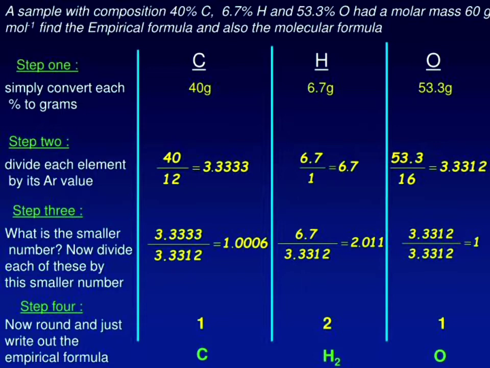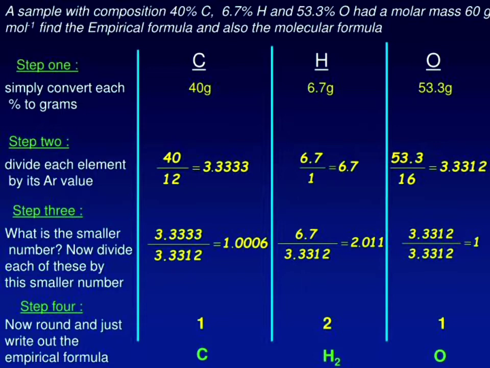In the third step, we should find the smallest number out of these three numbers and should divide each of these numbers by the smallest number. Here we can see that 3.3312 is the smallest number, and we will divide the three numbers by 3.3312, and the answers are 1.006 for carbon, 2.011 for hydrogen, and 1 for oxygen.